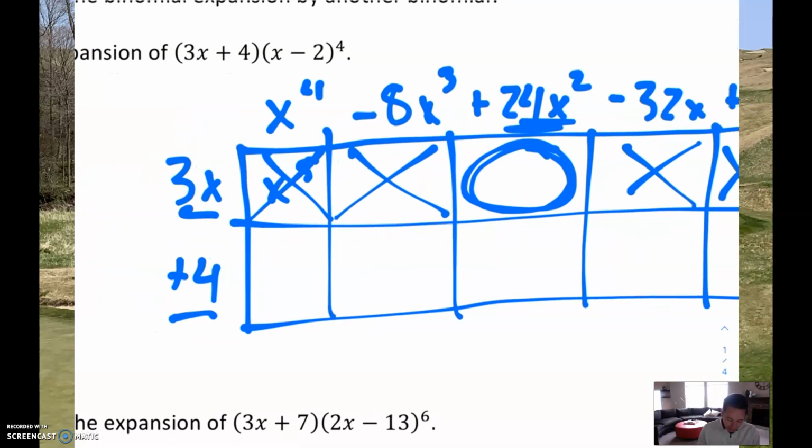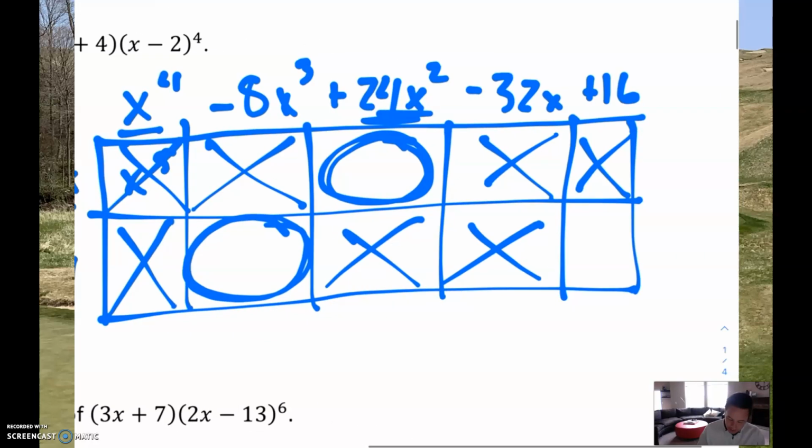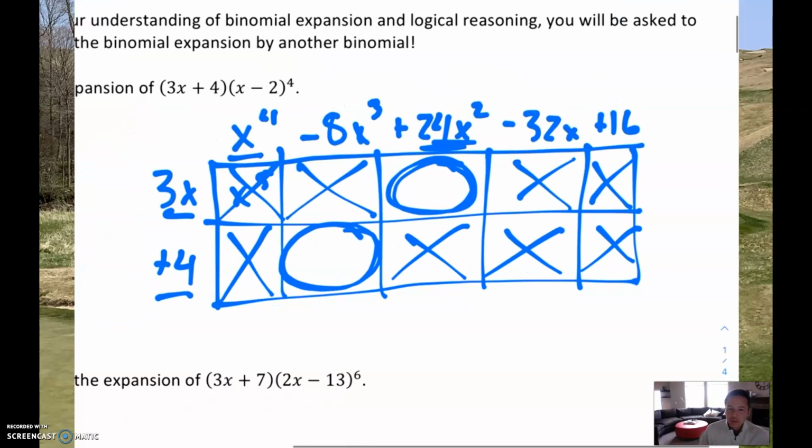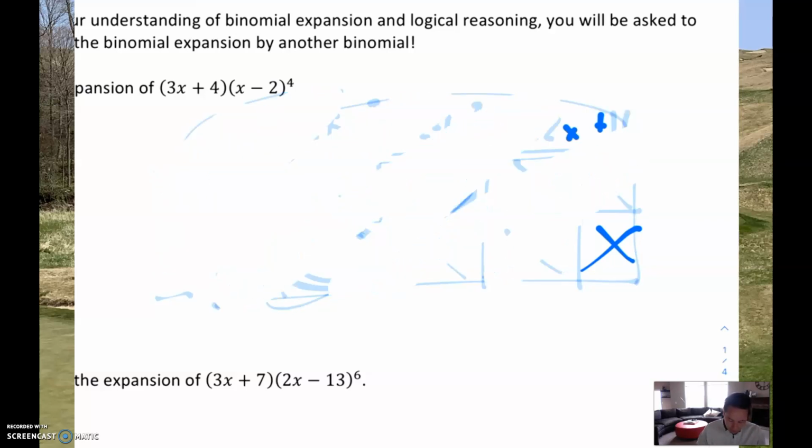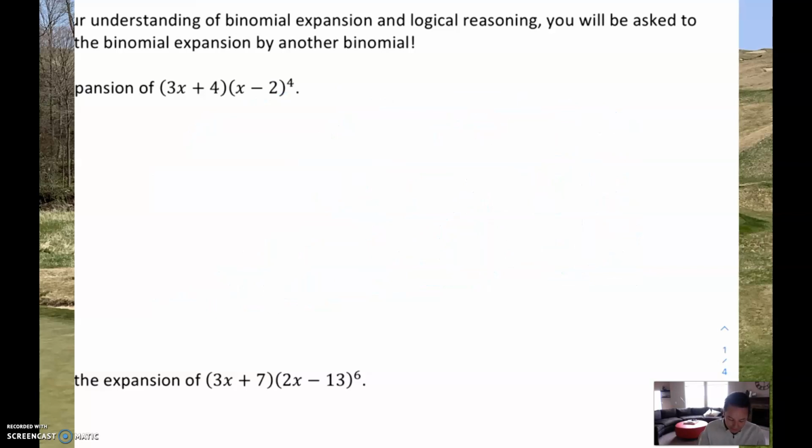If you go on the bottom row, 4 times x to the fourth would give you x to the fourth. That doesn't work. But this one, you'll notice, would give you the x to the third. And then all of these do not give you x to the third. So really what we're trying to do is find this term and this term, and at the end, you would just combine the like terms together. We would end up adding those two terms together. So instead of doing it this long way, where we'd have to find this entire polynomial up here, let's do it a little bit shorter way and use our reasoning skills.